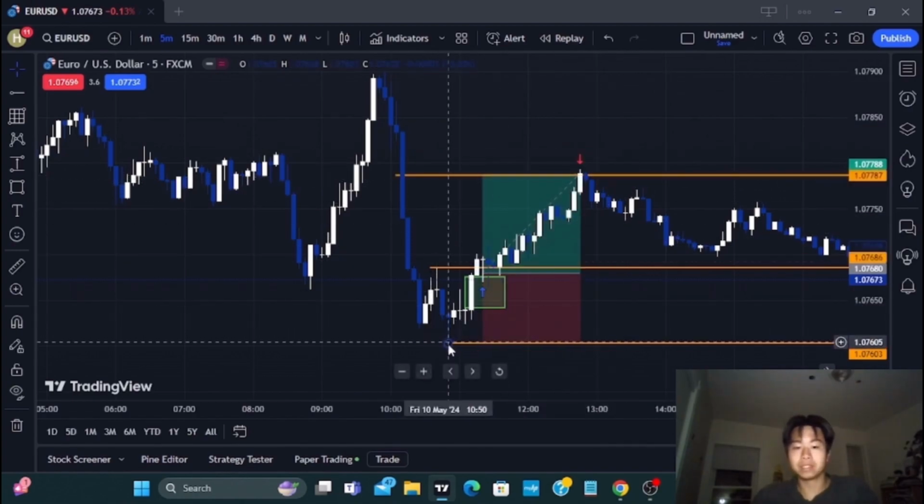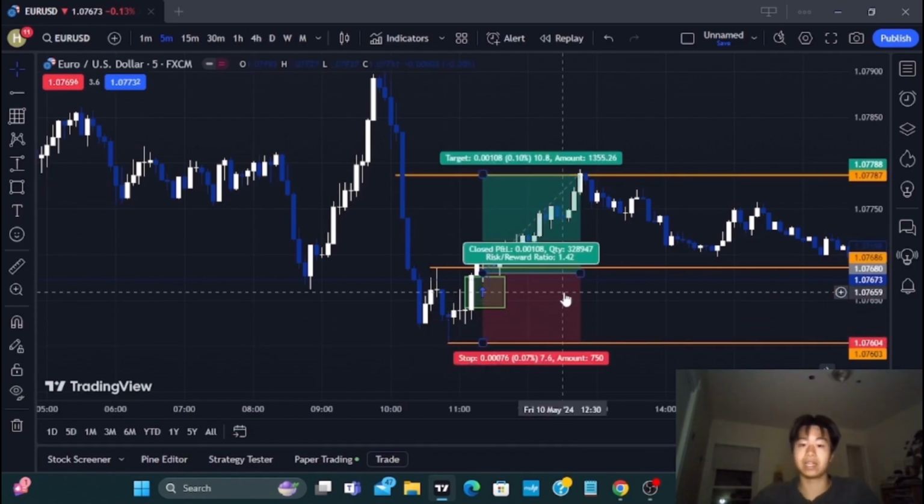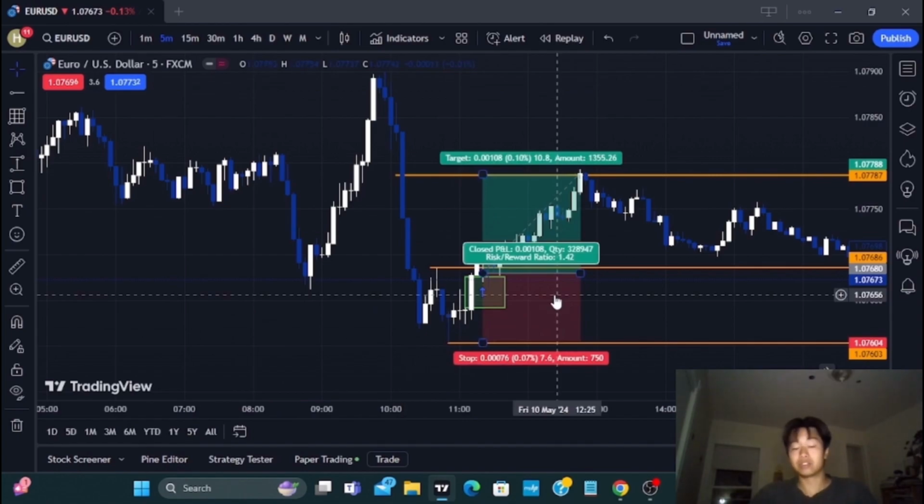And where was my stop loss? It was at the low of the consolidation and the low of the candle at 10:50. And the risk to reward was 1.4 to 1, and obviously the trade played out the way that I wanted to.